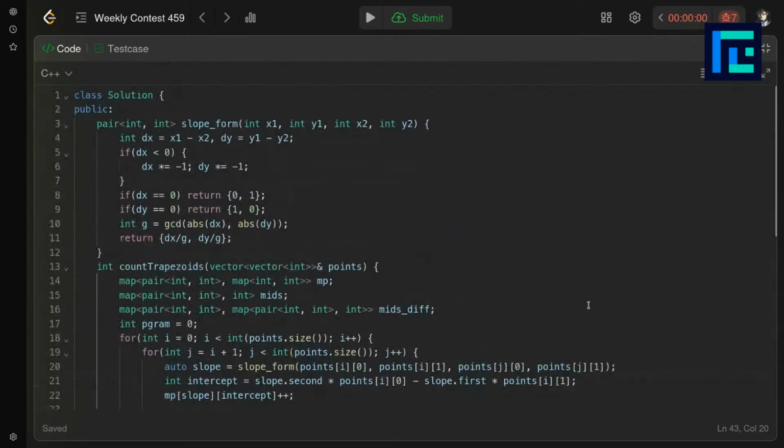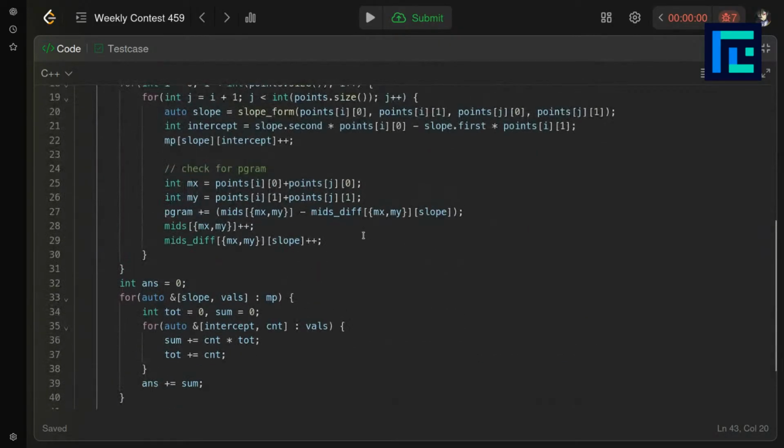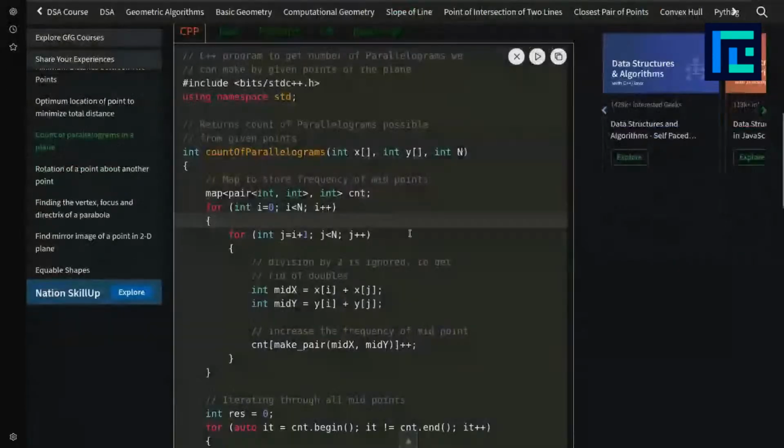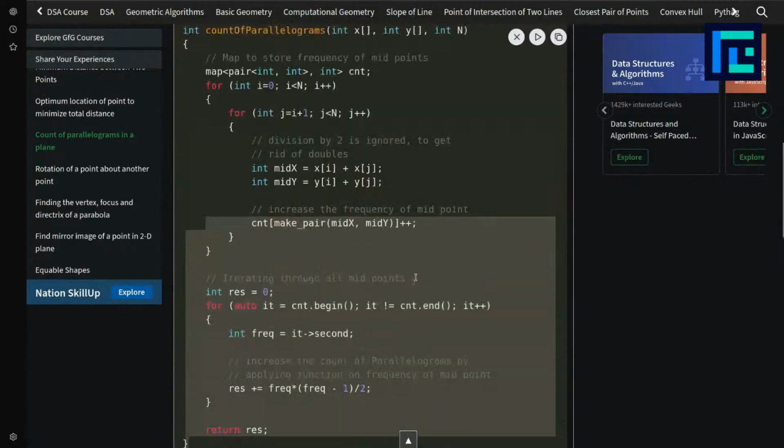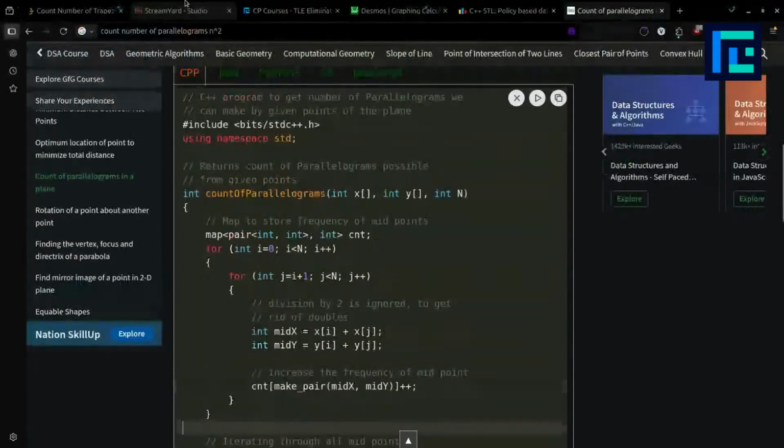So this is one way of implementing it. Obviously, I didn't need to implement the parallelogram part here. I could have just directly copy pasted the GeeksforGeeks code, but I was not sure if that is flagged or not. So yeah.